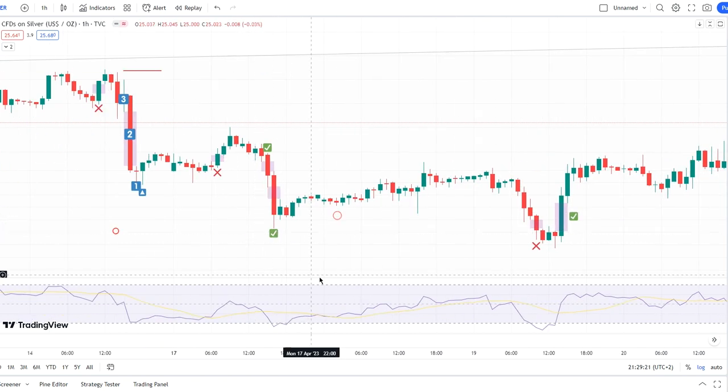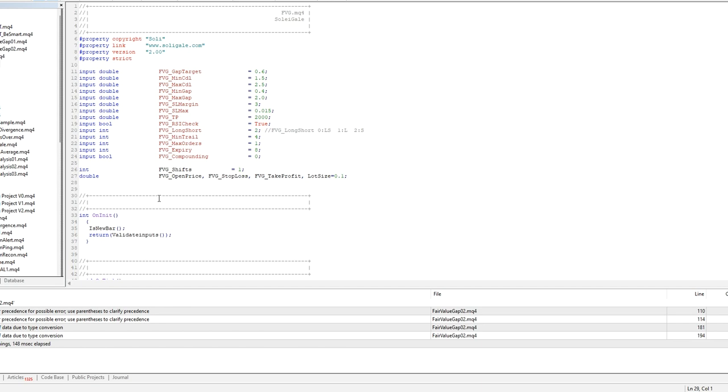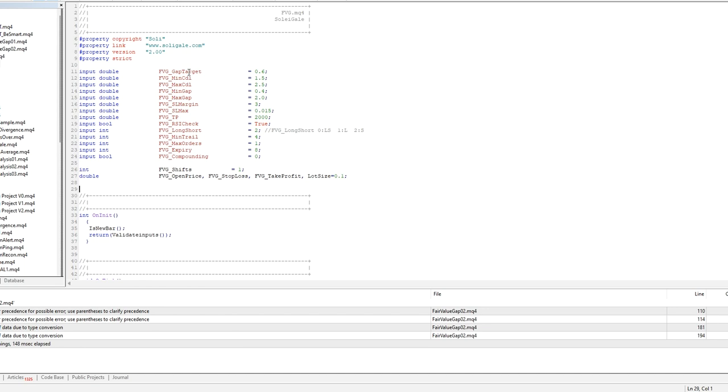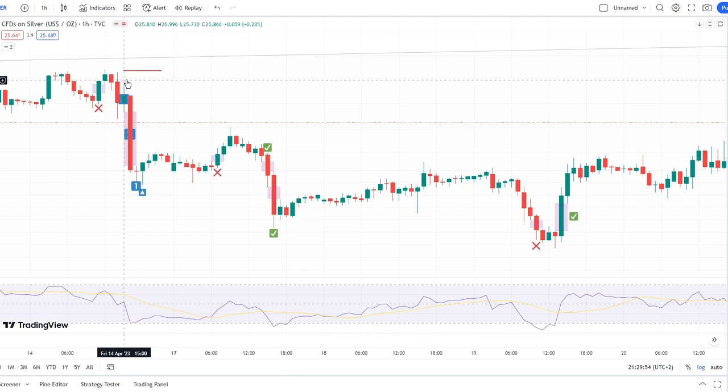Alright, let's see how we code this strategy. So here we have the code. I've already done it. We have some parameters like the gap target, which means at which point of the gap you want to open your order. In the middle, in the top of it, in the bottom of it. Then you have the minimum and maximum size of the candle for the gap. Then you have the gap itself. Then the stop loss margin that you want to put between your real stop loss here and the top of the previous candles.